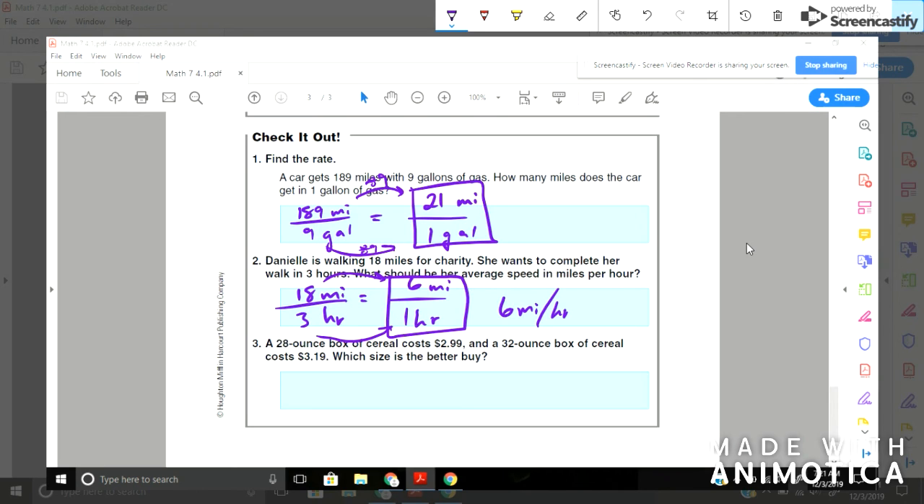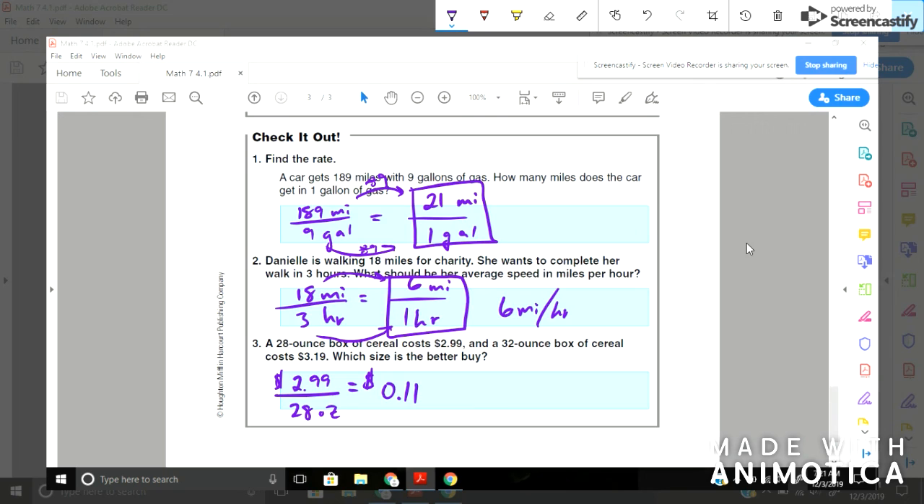Okay. And lastly, number 3, it says a 28-ounce box of cereal costs $2.99 and a 32-ounce costs $3.19. What's the better buy? Okay, remember, take your cost, so $2.99, and divide it by your amount, so 28 ounces. If you take $2.99, and again, I'm okay if you plug this into your calculator, and you divide it by 28, you would come up with 0.10 or 11 cents. You can round a little bit.